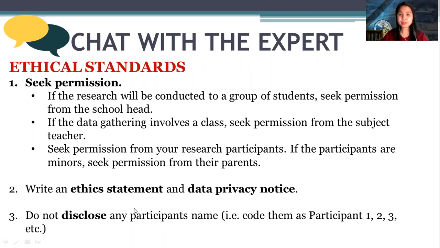Then the third one, once you have the participants' data, you should not disclose any participant's name. For example, even if you have their grades, you just see that it's matched. The participant 1 in the grades is also the same as participant 1 who answered the survey questions. So you don't write their names there. We just code them as participants 1, 2, 3, or 4. So these are some ethical standards.